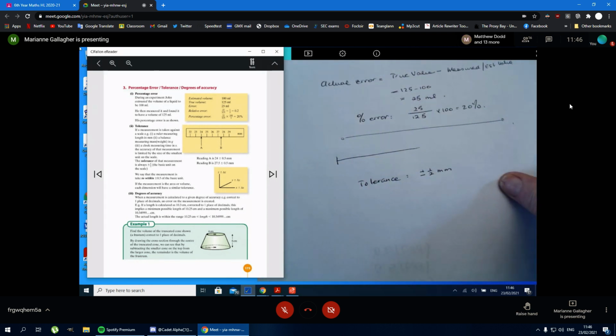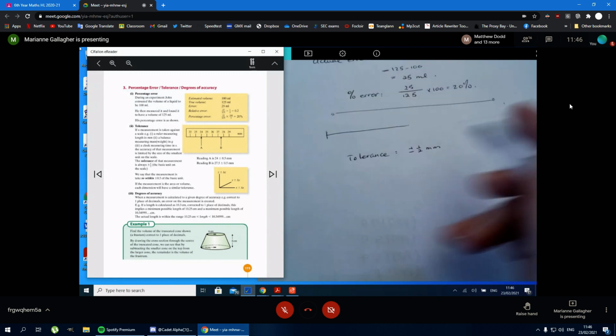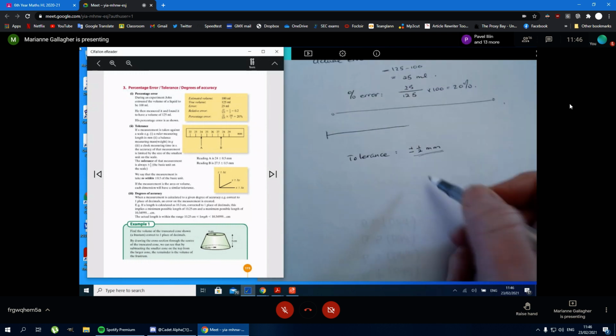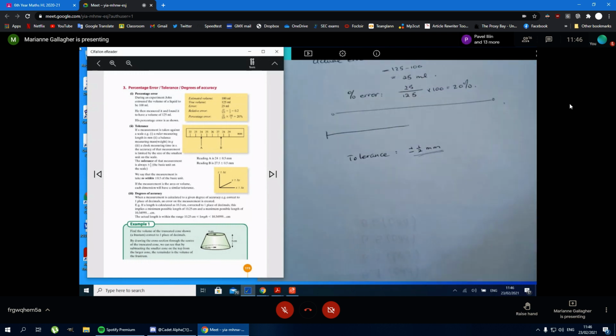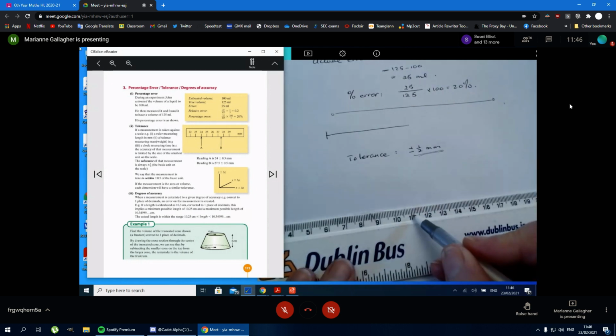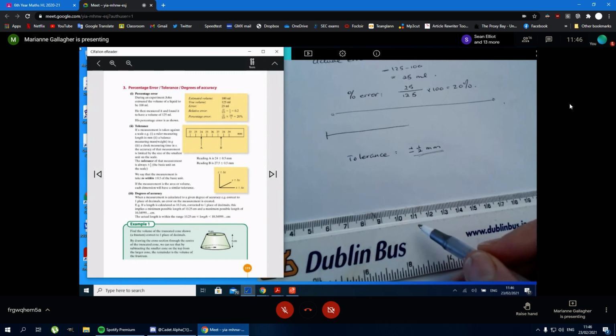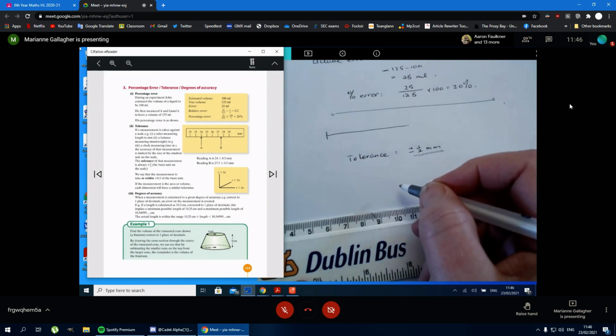So it's always a half of the smallest unit you can make, and it's plus or minus that. So you could say, okay, I'm measuring that to 11.2 centimeters, but it could be 11.15 or it could be 11.25. Okay, so my tolerance is plus or minus a half. Does that make sense?